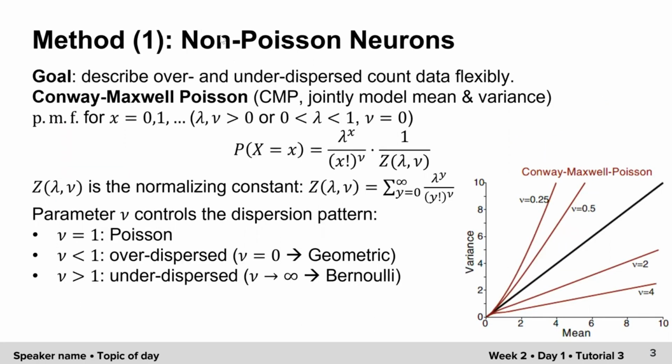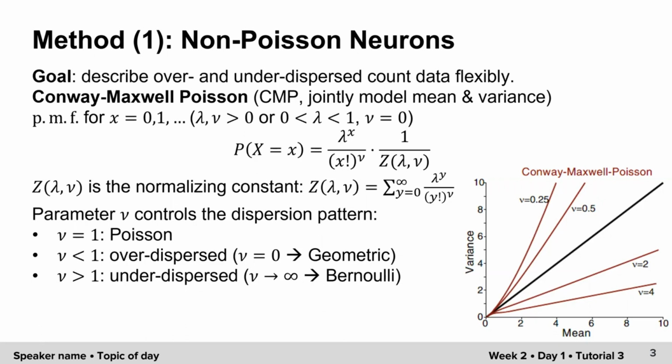First, to handle the non-Poisson neurons, that is to describe the over and under dispersed neural spikes, we use the Conway-Maxwell Poisson distribution, that is the CMP. The CMP distribution is a general extension of the Poisson distribution, which has two parameters, and the dispersion parameter nu just controls different patterns of the dispersion.